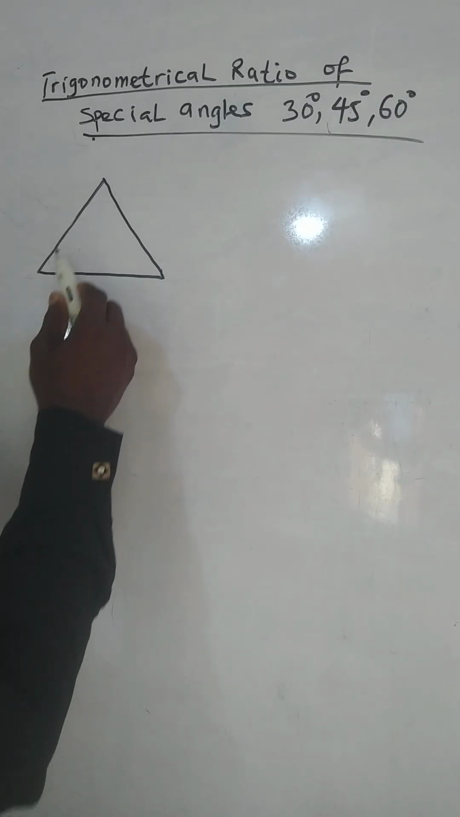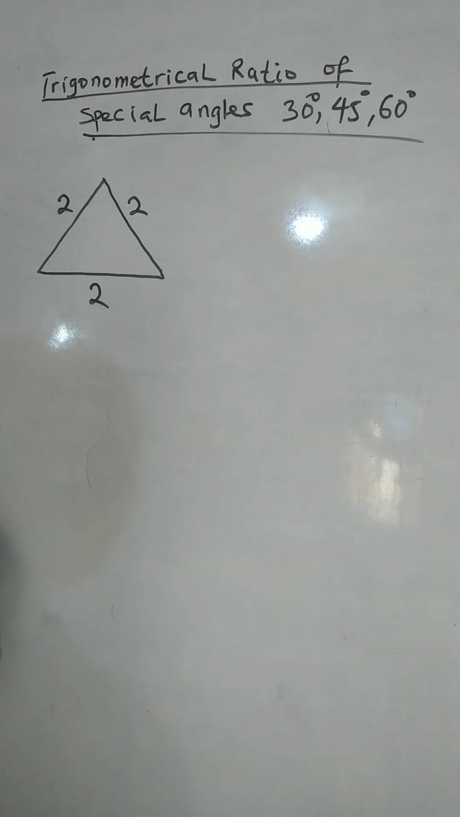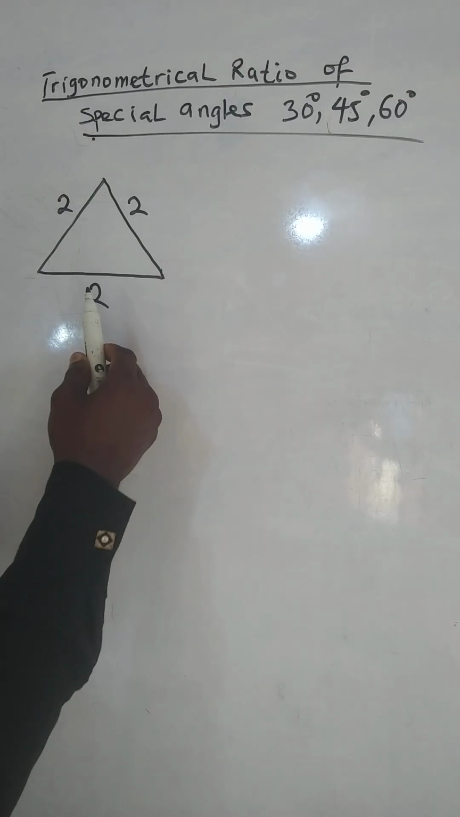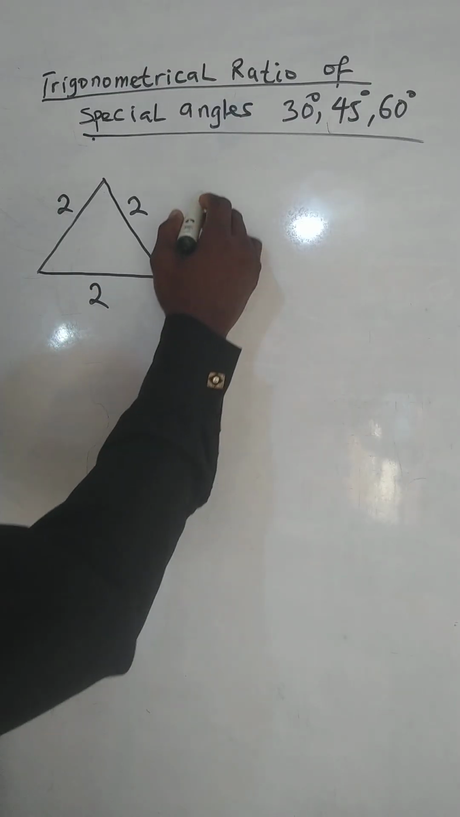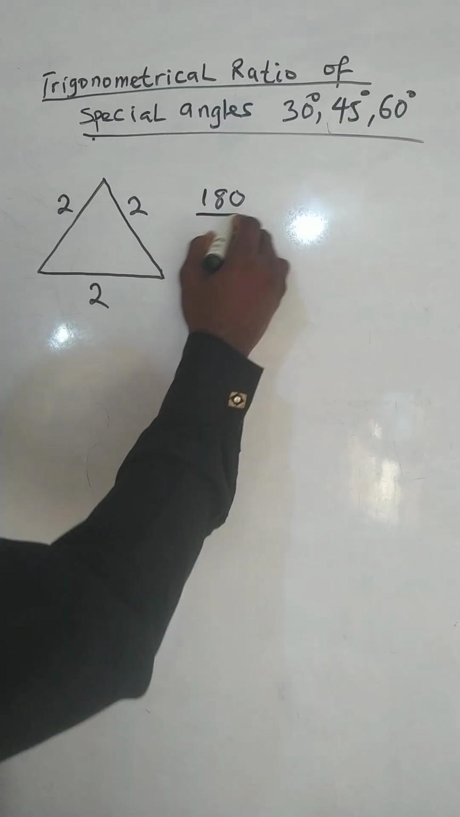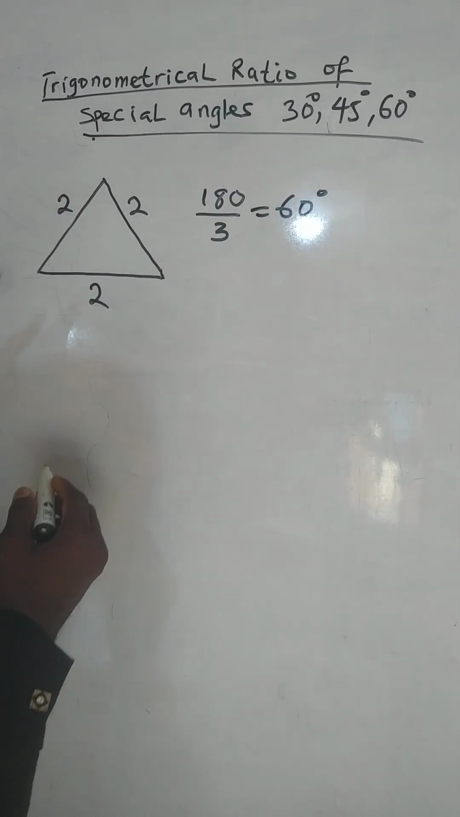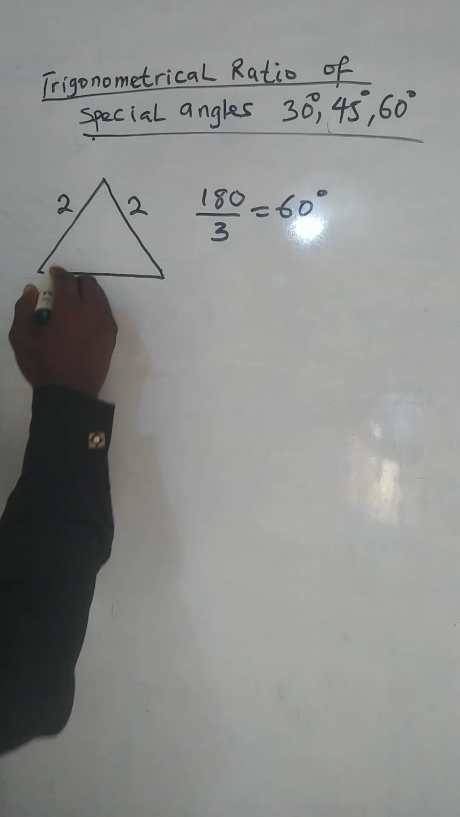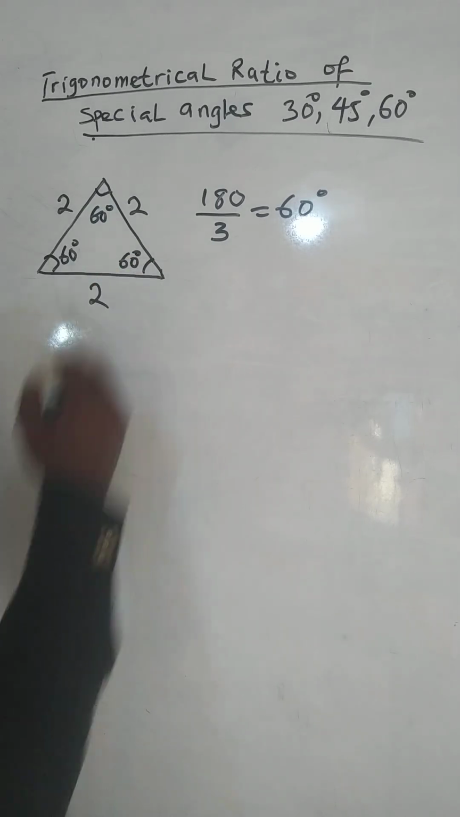that has all sides equal, if each side is 2 centimeters, then in an equilateral triangle all angles are equal, and the sum of angles of an equilateral triangle is 180 degrees. Then, if the sum is 180 degrees, 180 divided by the 3 angles gives us 60 degrees. Then, an angle of an equilateral triangle is 60 degrees: 60 degrees, 60 degrees, and 60 degrees.